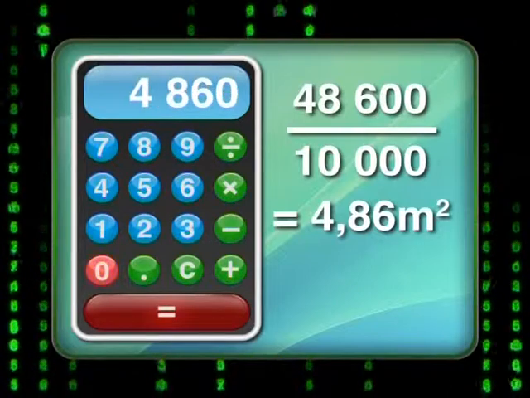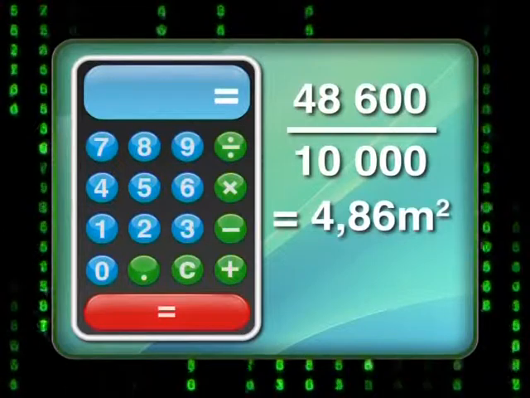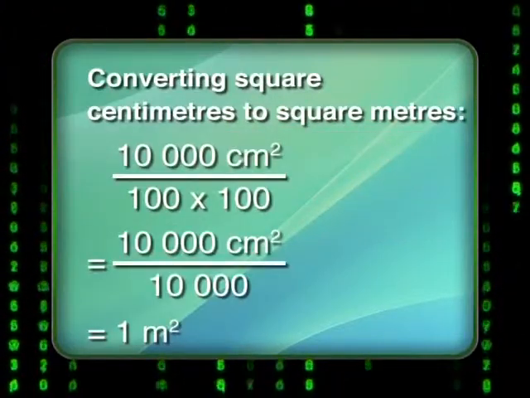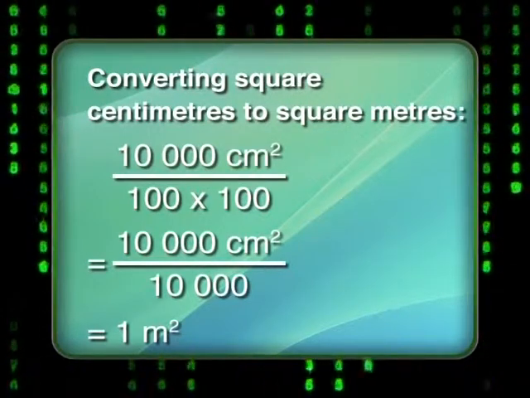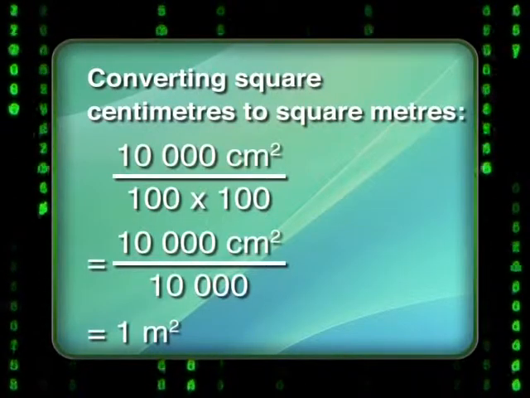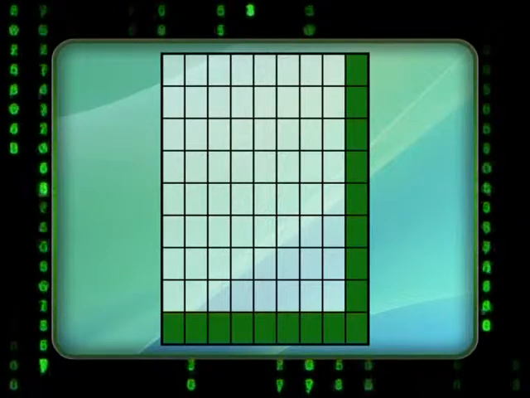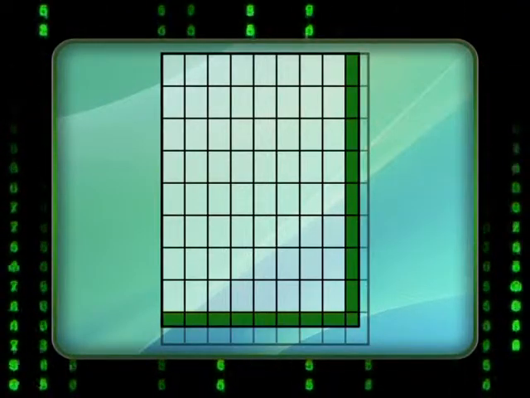So 48,600 divided by 10,000 is 4,86 square meters. So when we convert from square centimeters to square meters, we need to divide by 10,000. After all that converting, let's see what it is we wanted to compare. We wanted to see how the actual floor area compares with the area of the tiles. The area of the tiles is quite a bit more than the area of the floor.